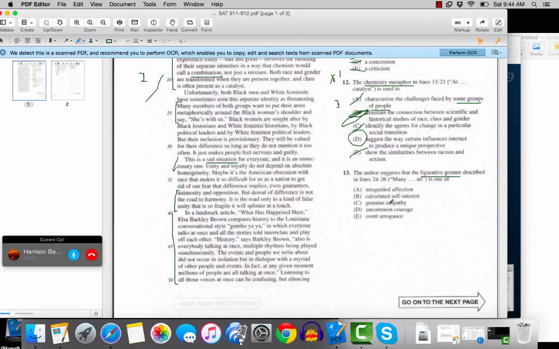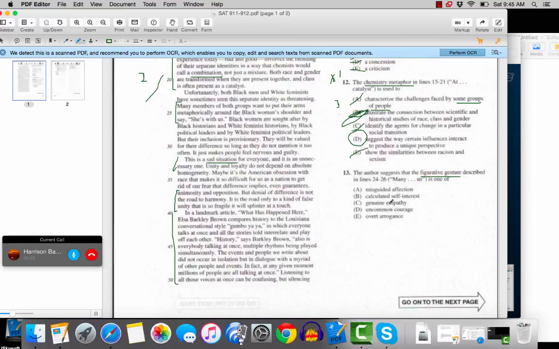Normally, that'll be on the AP test, but it won't be on your SAT. They won't ask what kind of literary device. The author suggests that the figurative gesture described in lines 24 to 26 is one of, so it's not a what question, actually. Because if you went that way, you would be like, what is the figurative gesture? But it's not actually looking for what the gesture itself is.